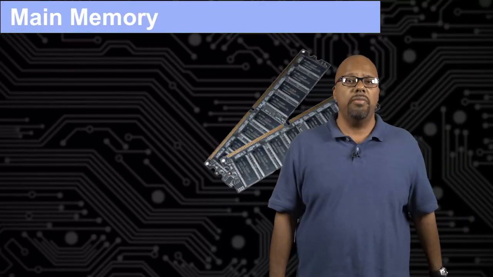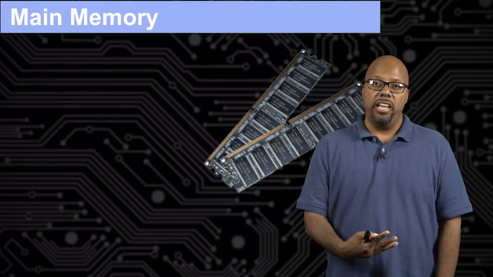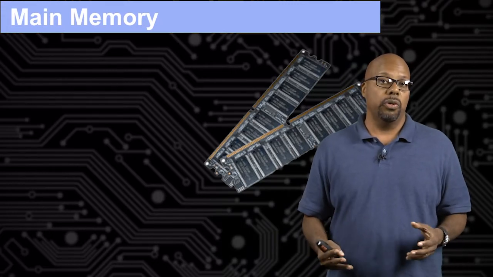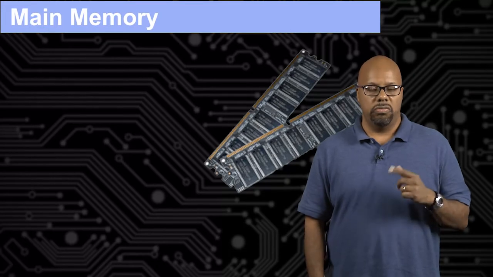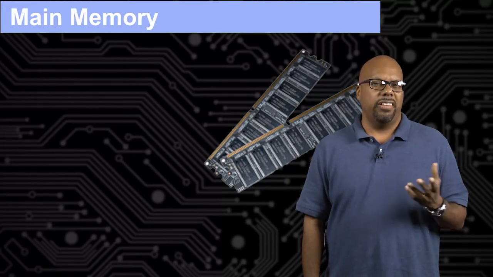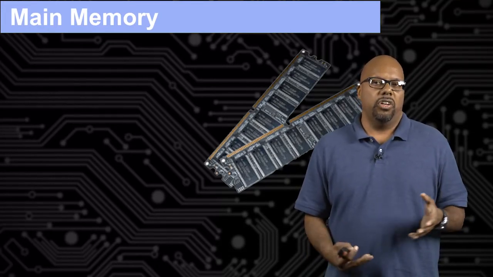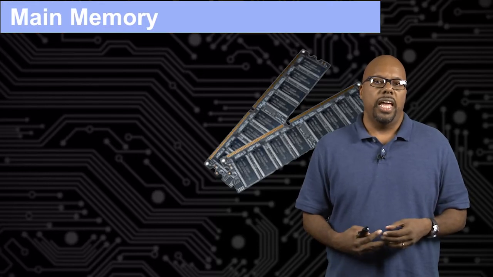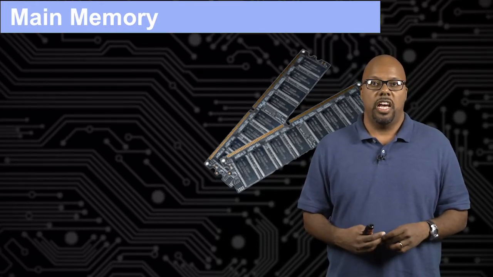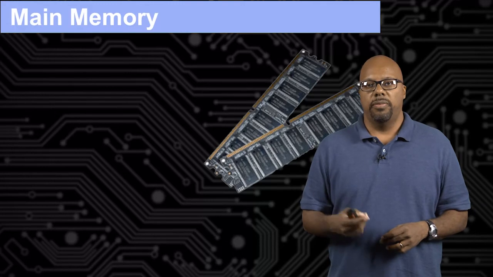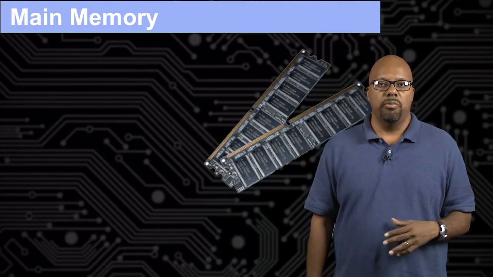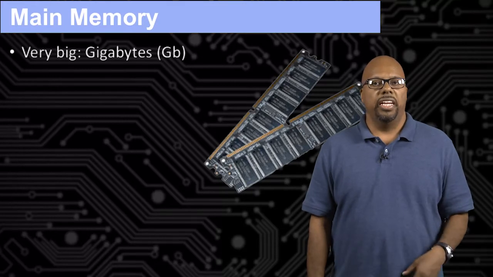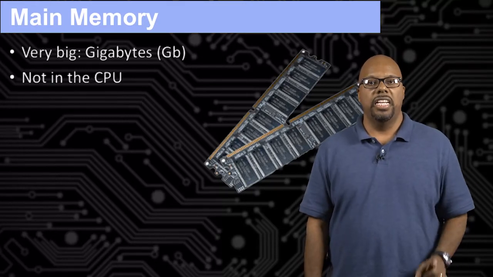Now then there's also main memory. Main memory is like cache, except it's bigger and cheaper and slower. You can see the pictures right there of a typical main memory. If you've ever installed memory into your desktop, you'll get something that looks like what you see in the picture, and you can plug it into a slot inside the board. It's very big, gigabytes of memory, not in the CPU.